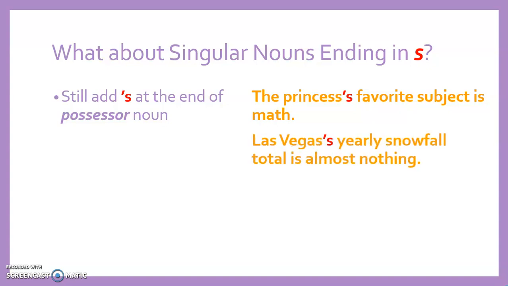Furthermore, we can use proper nouns. Las Vegas's yearly snowfall total is almost nothing. There's only one Las Vegas, right? Ends in an s, but we would still add the apostrophe s to show that Vegas possesses the snowfall total.